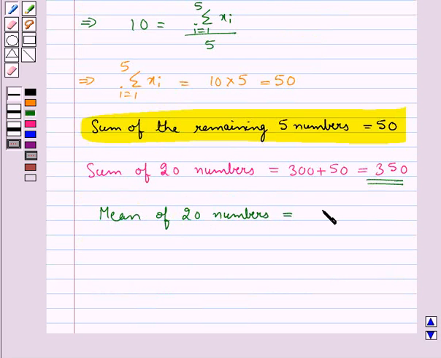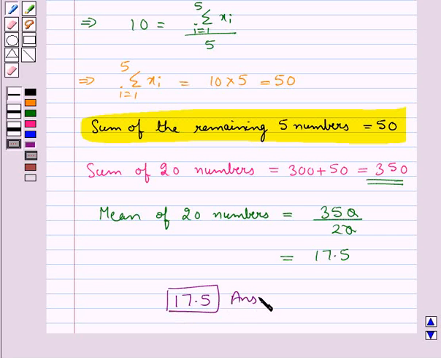This is given by the sum of 20 numbers, that is 350, divided by 20, that is the total numbers given to us, and this comes out to be equal to 17.5. So this is our final answer, that is, the mean of the 20 numbers is 17.5. This completes the session.